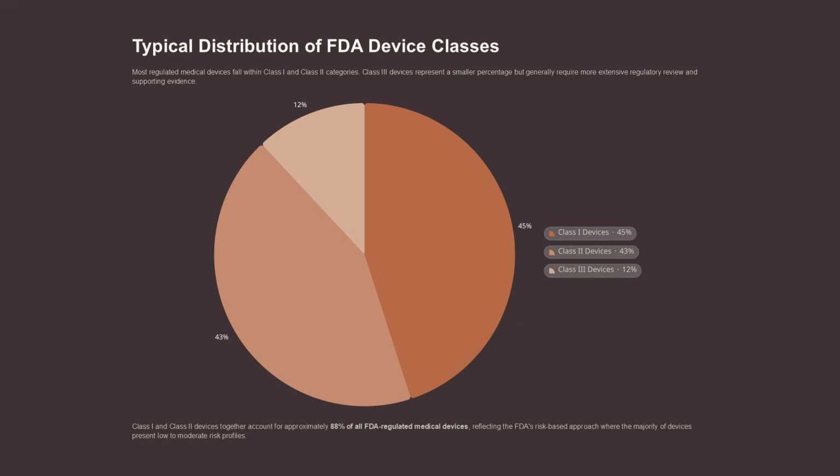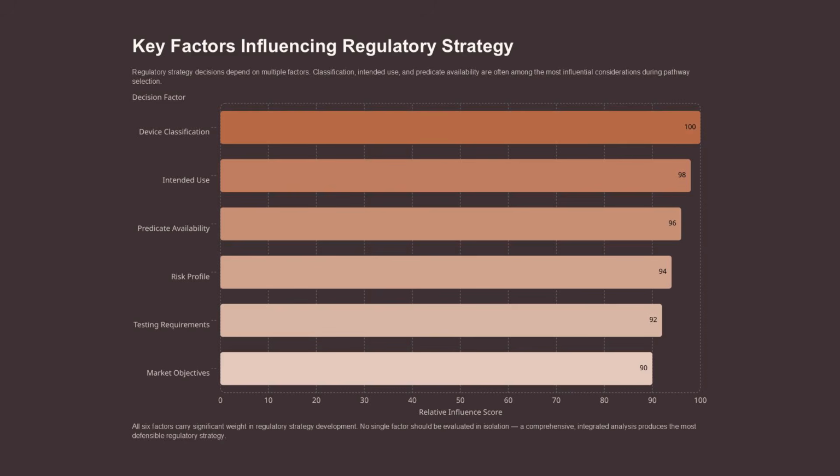Most regulated medical devices fall within Class II and Class I categories. Class III devices represent a smaller percentage but generally require more extensive regulatory review and supporting evidence. All factors carry significant weight in regulatory strategy development. These factors should be evaluated in unison. A comprehensive, integrated strategy improves the most influential considerations during pathway selection.